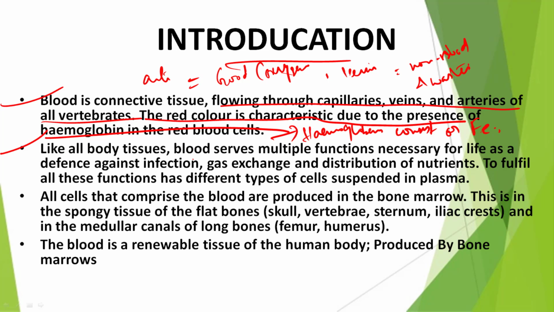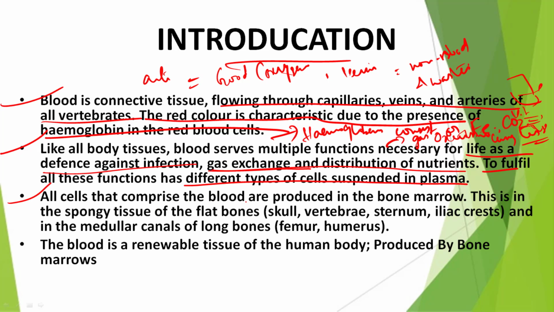Like all body tissues, blood serves multiple functions necessary for life, such as defense against infection, gas exchange and distribution of nutrients. Blood plays an important role in gas exchange, that is carrying oxygen to tissues and carrying CO2 to lungs from tissues. It also carries waste from the body, and plays an important role in distribution of nutrients like vitamins, minerals and amino acids. To fulfill all these functions, there are different types of cells suspended in plasma.